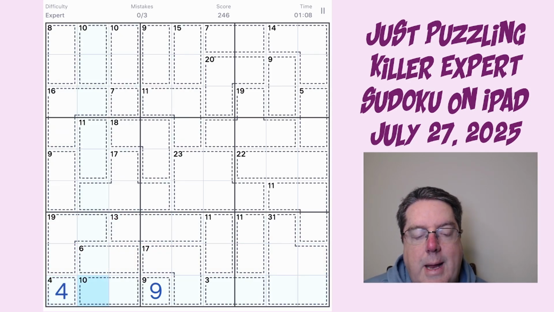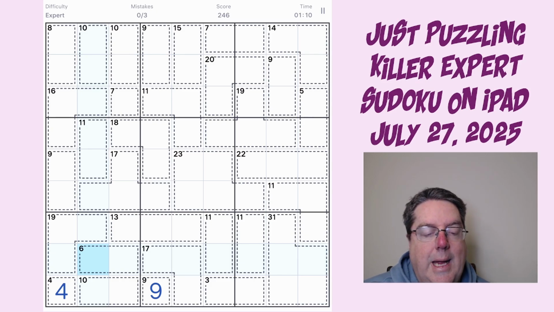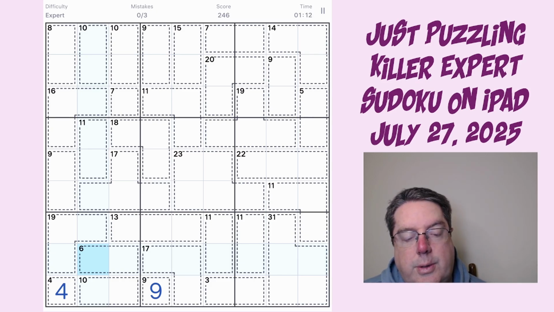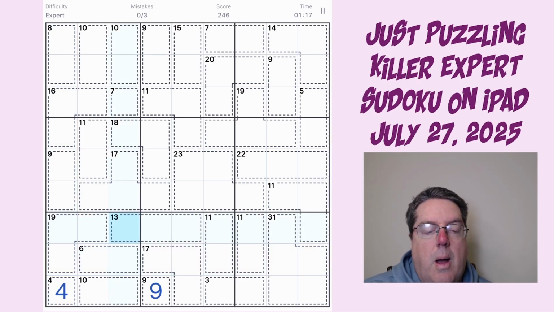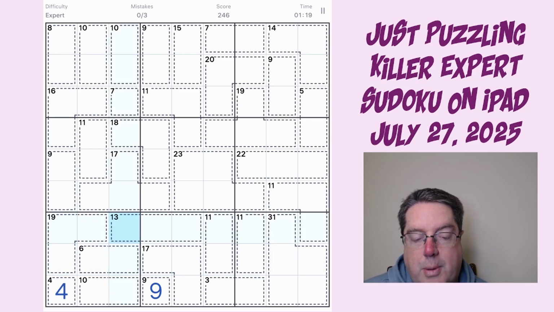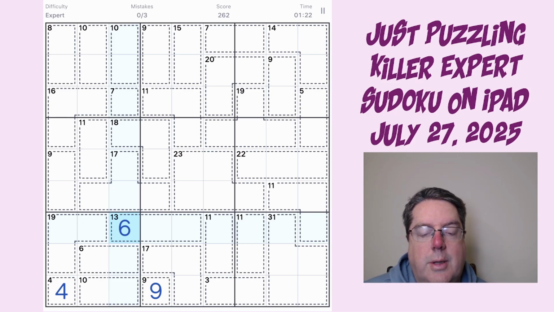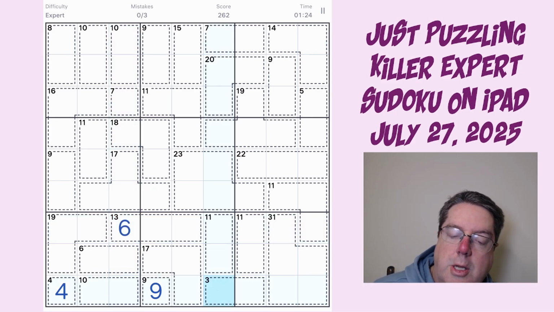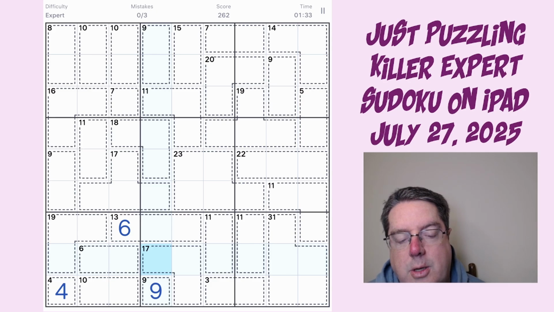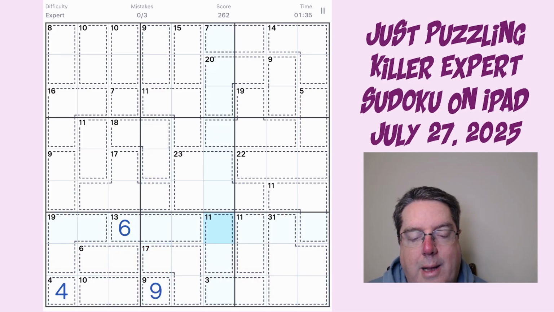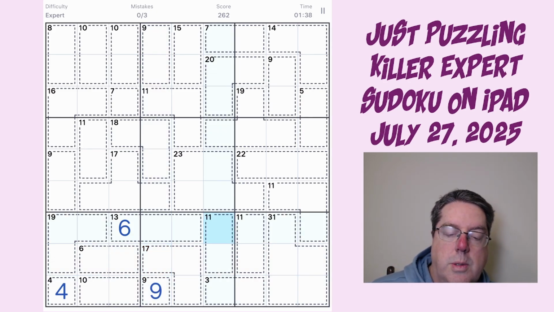4 plus 10 is 14, plus 6 is 20, plus 19 is 39. To get to 45, I need to have a 6. 39 plus 6 is 45, so that's going to be a 6 there. What that now means, I should be able to figure out this number here, because I've got a full box here. 6 from 13, which is 7, plus 17 is 24, plus 9 and 11 is 44, which means this is going to be the 1 and this is going to be the 2.